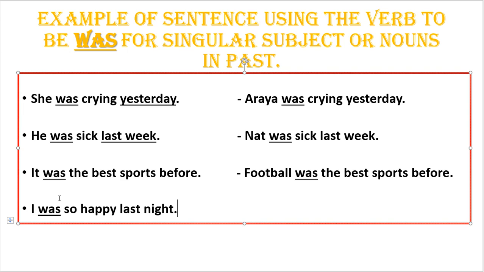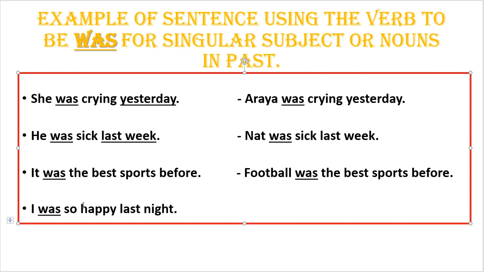It describes here "I," me alone. I was so happy last night. So maybe I went to a party last night, or I attended a birthday, or I hung out with my friends last night. So I was so happy last night. Again, last night is the past, so it is described by was. Don't forget about that. So it is described by the past.